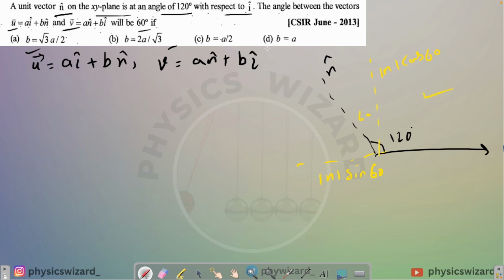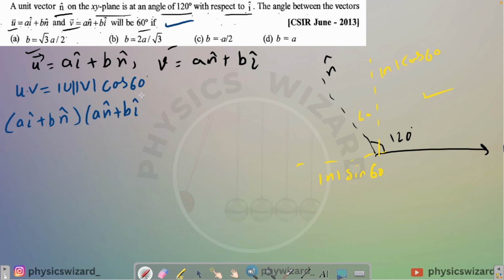If it is a CSIR exam, do it as u dot v equals uv cos theta. And what is cos theta? 60 degree is given between u and v. So u and v, we can write u as a i cap plus b n cap, v as a n cap plus b i cap, and here the magnitude of u and v. And what is cos 60? 1 by 2.